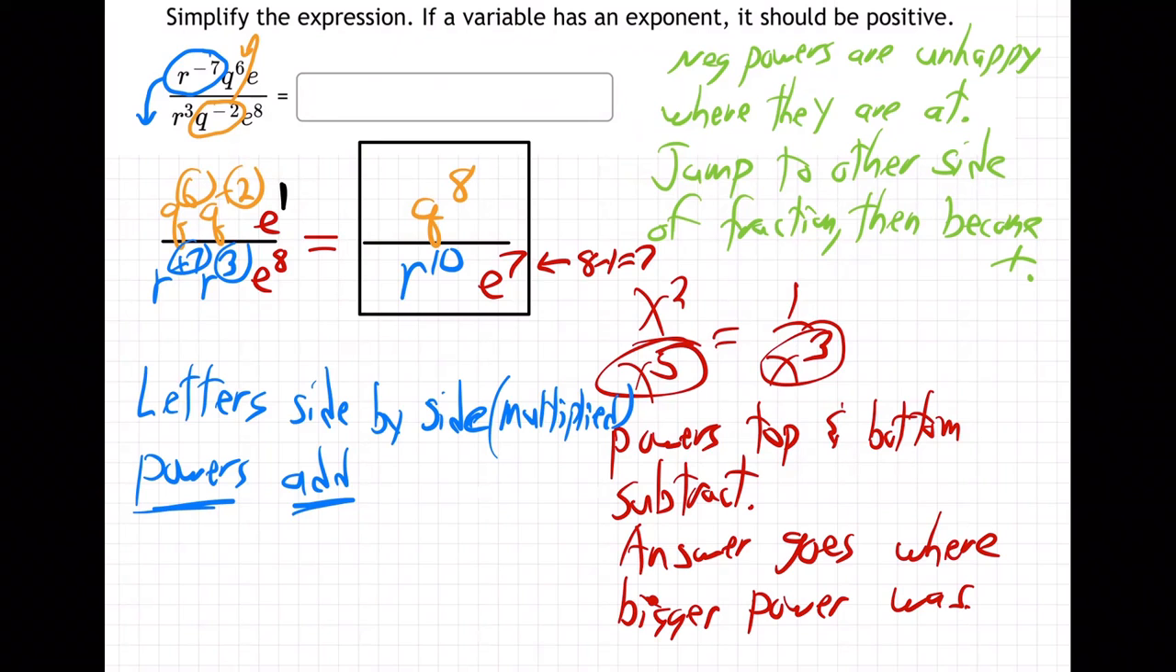First off, the negative powers jumped to the other side. The r to the minus 7 jumped down. The q to the minus 2 jumped up. The e's stayed put because they didn't have any negative powers. And after those negative powers jump, they become positive. Then the two q's were next to each other, so the powers add, 8. Two r's are next to each other, powers add, 10. The e's are on top and bottom, so the powers subtract, bigger one on the bottom, e to the 7th on the bottom. 8 minus 1 is 7. And there we go. There is the answer on that.